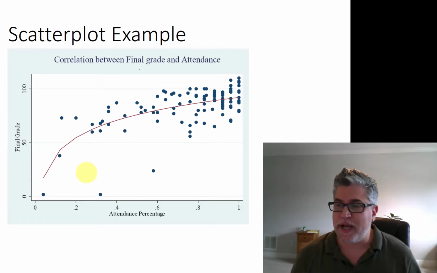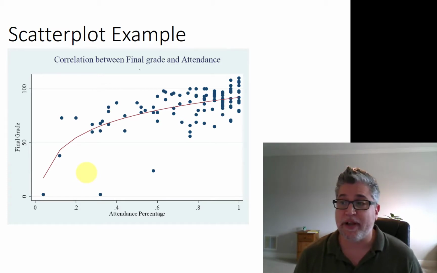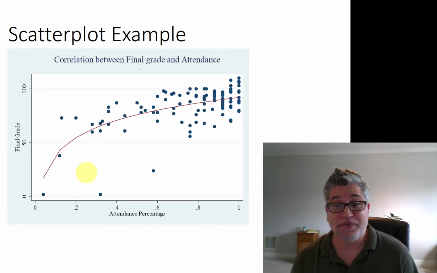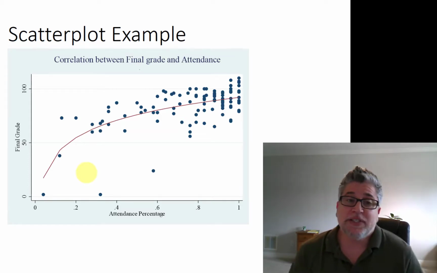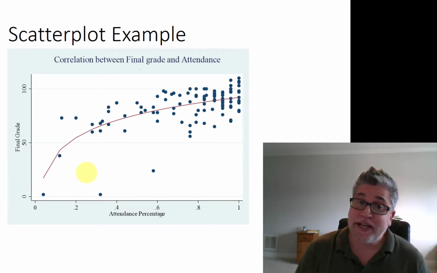But here, this is, I think, a nice little useful scatter plot. This was my grade distribution for microeconomics. Well, the grade distribution, final grade versus attendance. So this is one way that I can try to tell my students, you know, you should attend class.